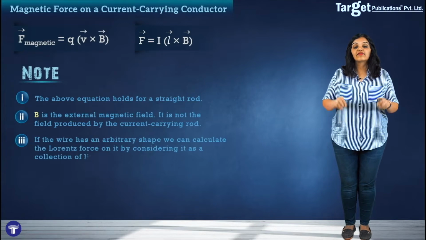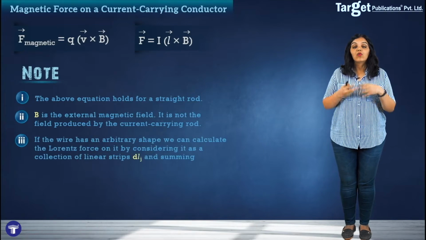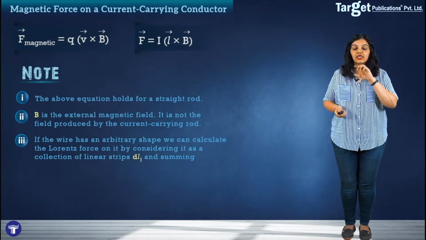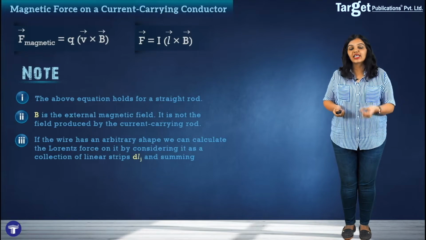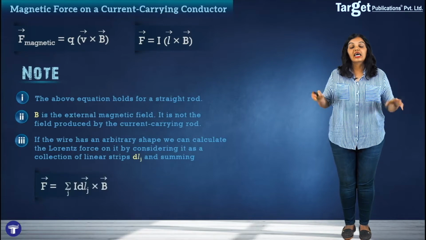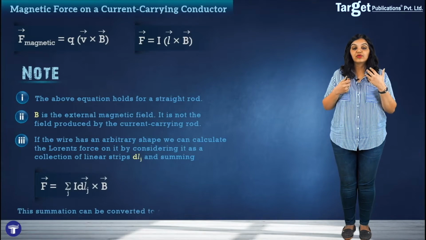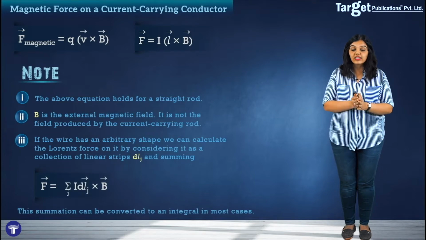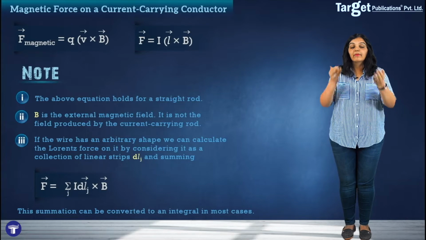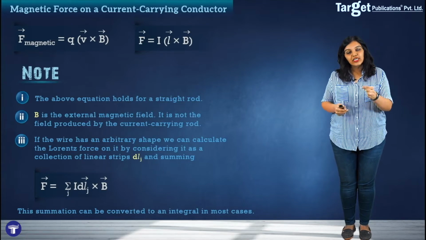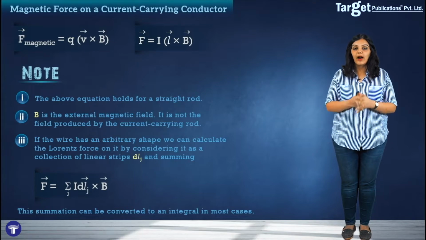The third point is that if the wire has a random shape, what you'll have to do is break the rod or the conductor up into many such strips which are straight lines, so that you can apply this formula and then you add all these up. And if you have a continuous case, then you have to use the integral. So you can use Lorentz force even for a random shape, but you have to break that conductor up into straight lines so that you can use this for each of those lines and then add it all up.